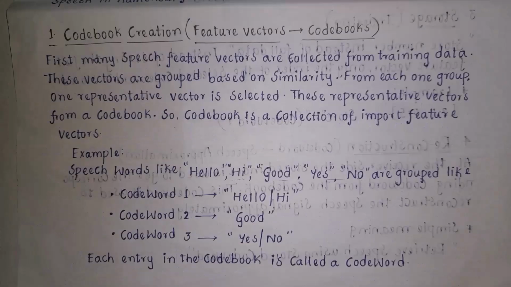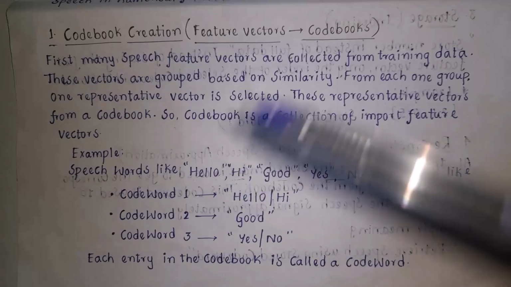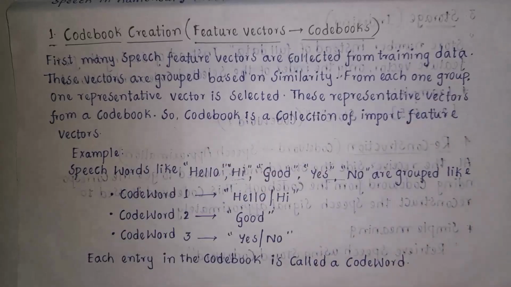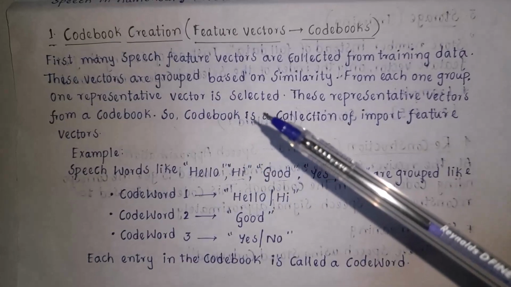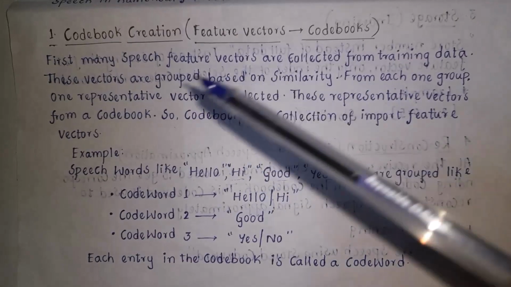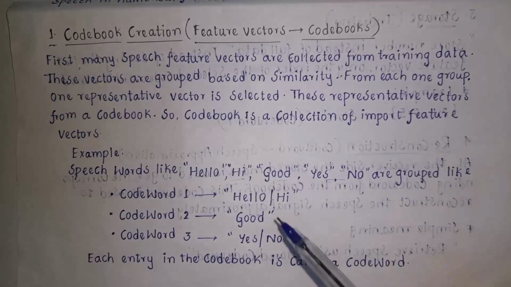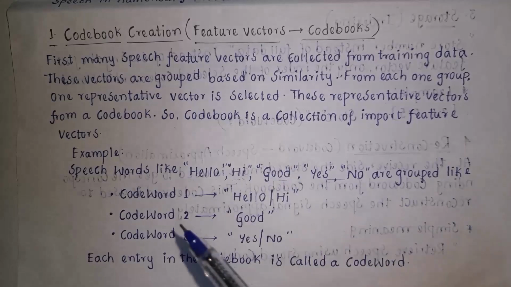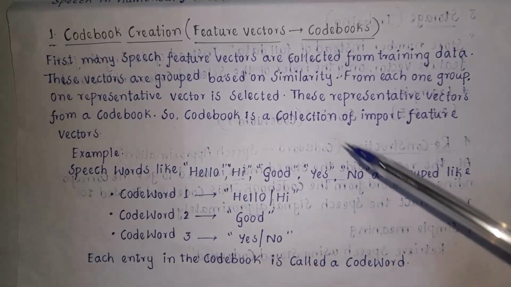I will explain various steps in the vector quantization method, and the first one is codebook creation. Guys, whatever we speak, our speech is converted into numbers. We call those numbers feature vectors, and all these vectors are stored in various groups based on similarities. So at first, many vectors are collected from training data, and all these vectors are grouped based on similarity. And then each group is given one representative number, that is the representative vector, and we call each group a code word, and all these together form a codebook. You can draw this diagram in the exam.